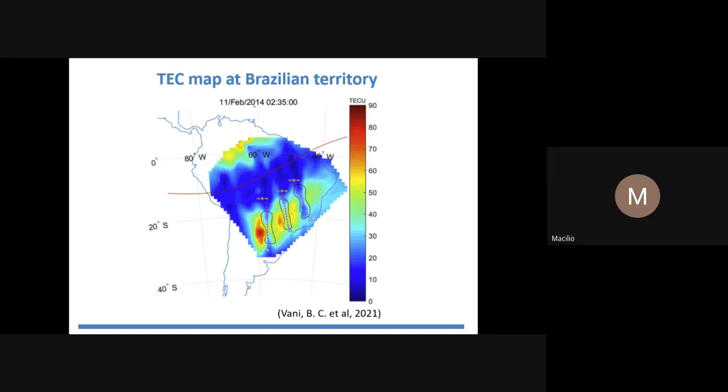Okay. Then if you have communication between any station and a satellite, and you cross a bubble, or cross a bubble and another region with greater electron density, clearly the signal passes through several irregularities, and you will have scintillation.